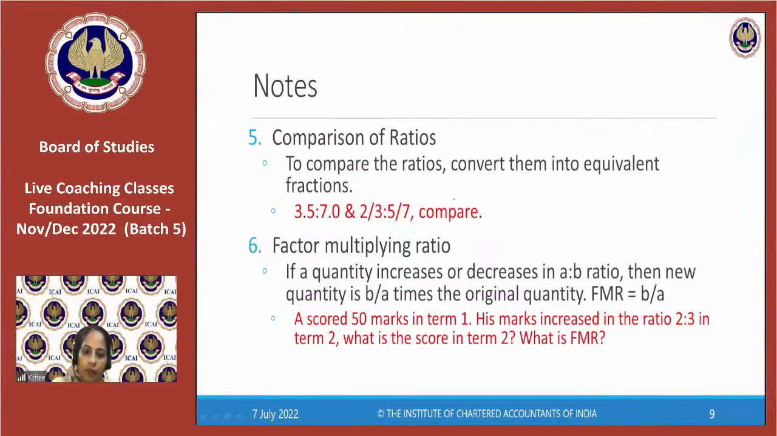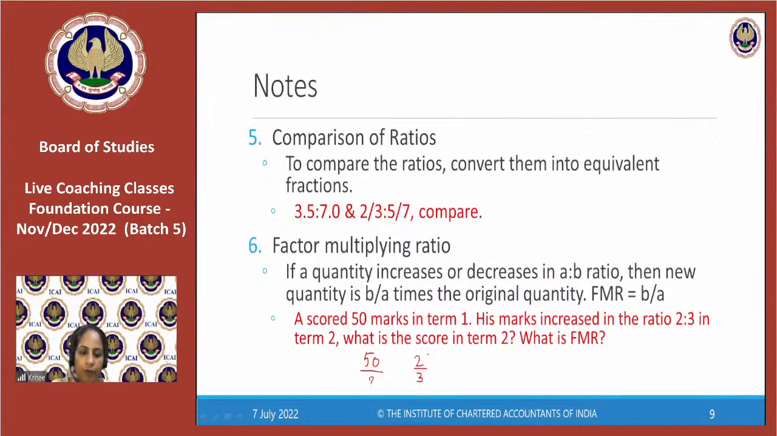See, let us try to understand this with an example first. A scored 50 marks in the first term. So you got 50 marks in the first term, you're doing good. And the marks are increased in the ratio 2:3. So you got 50 marks in the first term, and now in the new term, your marks have increased. By how much? To how much? We don't know. But the marks have increased in the ratio 2:3.